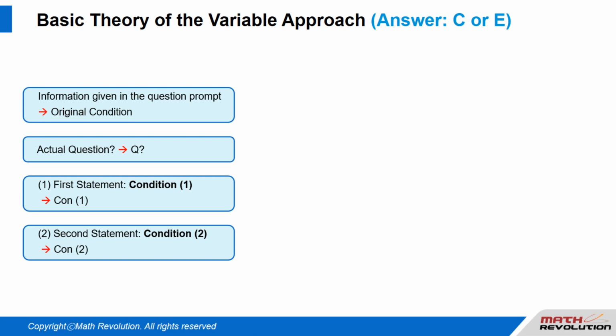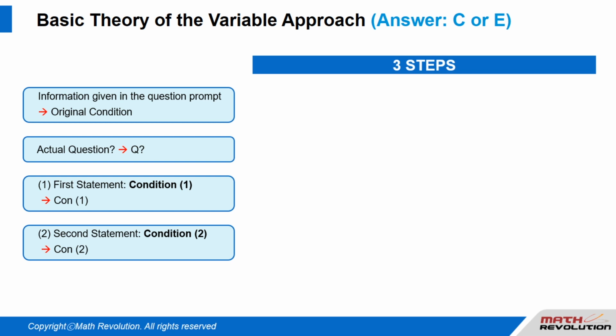Condition 2. We will call the information in the second statement condition 2 and write it in short form as con 2. The variable approach has played an important role in improving students' GMAT scores by 100 points. We now want to pass this method on to the rest of the world. Later, after we have reviewed the different terms in a DS question, we will look at the 3 steps of solving DS questions.